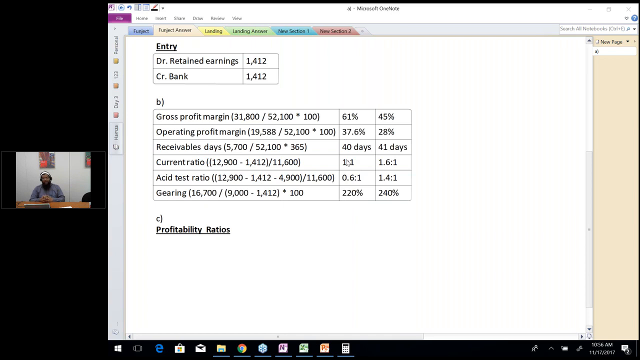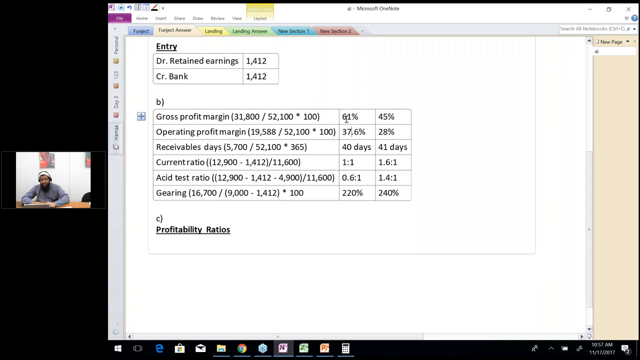Okay, now the question is, who is better? The industry or the Aspect company? What do you people think? Aspect company, Aspect company. A lot of people are saying Aspect company. Yes, this is right. Aspect company is comparatively better because the operating profit margin is also higher and the gross profit margin is also higher.